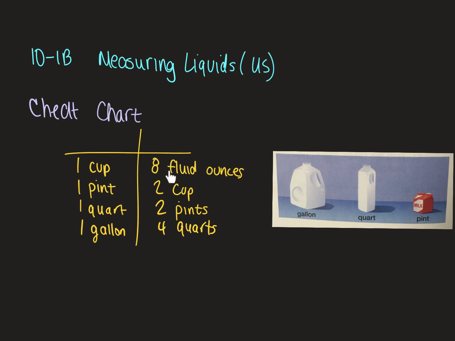So 1 cup is equal to 8 fluid ounces. 1 pint is equal to 2 cups. 1 quart is 2 pints. 1 gallon is 4 quarts.